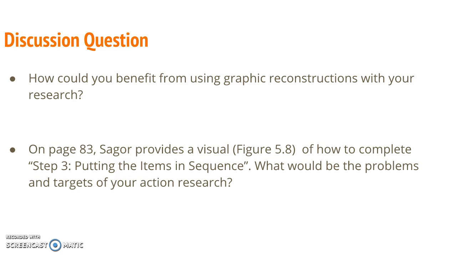Okay, and the second question is on page 83 in your text. Sagor provides a visual. It's figure 5.8. I just want to make sure that everyone can find it because it's a really good visual. It helped me understand step 3, the step that's called putting the items into sequence. So we're curious, what would be the problems and the targets of your action research?